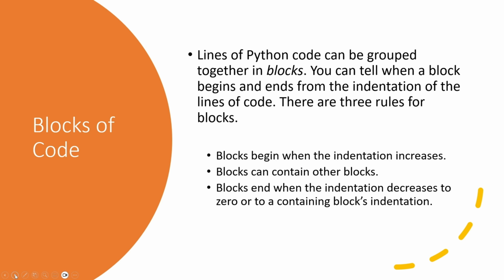Now let's talk about code blocks. Code blocks are lines of code that can be grouped together as blocks. You can tell when a block begins and ends from the indentation. The indentation is very important in Python. It takes a little bit of getting used to, but once you get the hang of it, it's not so bad. Blocks begin where the indentation increases, and blocks can contain other blocks. Blocks end when the indentation decreases to 0 or to the containing block's indentation.